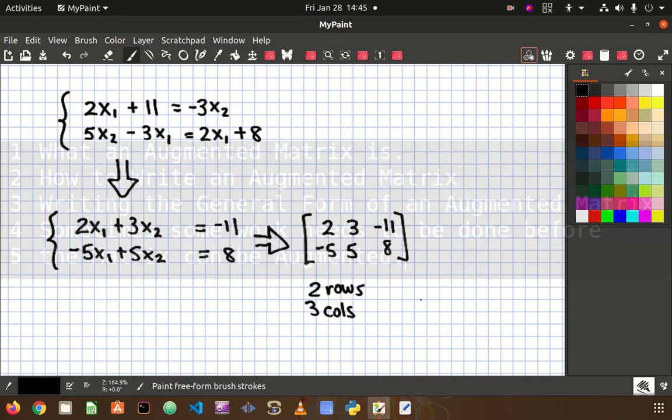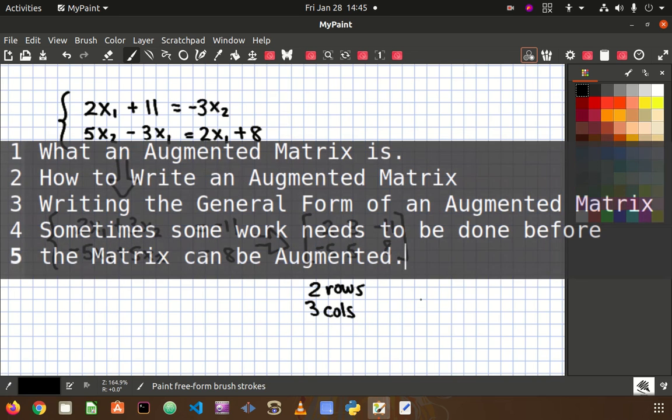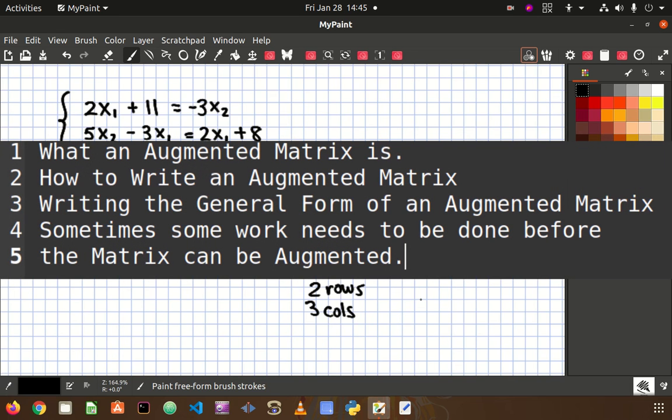So, hopefully in this lesson, I've been able to show you a little bit about what an augmented matrix is, how to take a system of linear equations and make an augmented matrix out of it. Hopefully I've given you the idea of what the general form of an augmented matrix looks like. And I've also hopefully been able to show you, if you have a system of linear equations, sometimes there's a little bit of work to do before we can transform it into the augmented form, because things are not lined up the way they need to be.